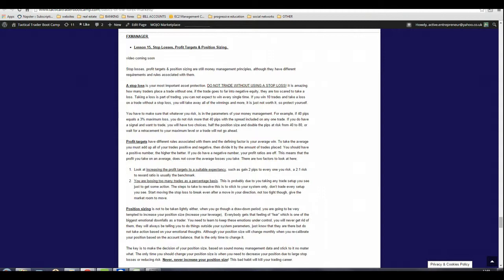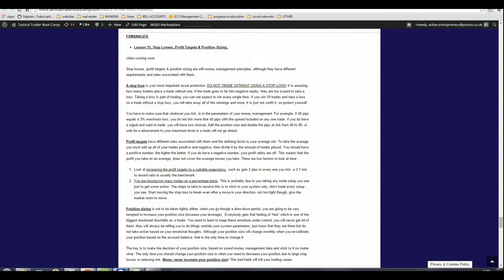There are two factors to look at here. First of all, look at increasing the profit targets to a suitable expectancy, such as gaining 2 pips for every one you risk, a 2 to 1 risk to reward ratio. That is a benchmark, usually. Number 2 is you're losing too many trades as a percentage basis.